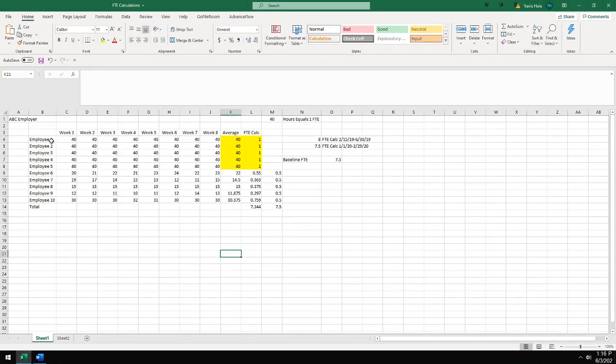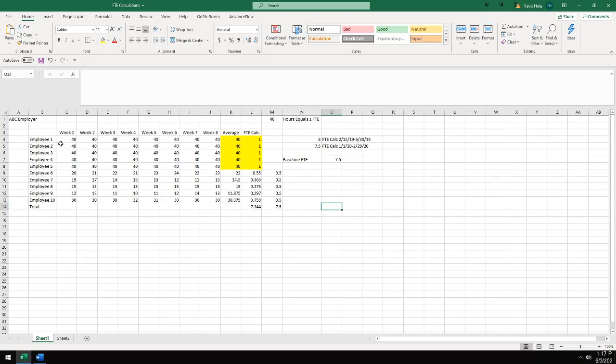As you can see here, this ABC employer has 10 employees. We have our 8 weeks right here. ABC employer calculated their baseline FTE. Their baseline FTE using February 15th of 2019 through June 30th of 2019 gave them 8. But doing it through January 1st of 2020 through February 29th of 2020 gave them 7.5. And so our baseline FTE for ABC employer is going to be 7.5.